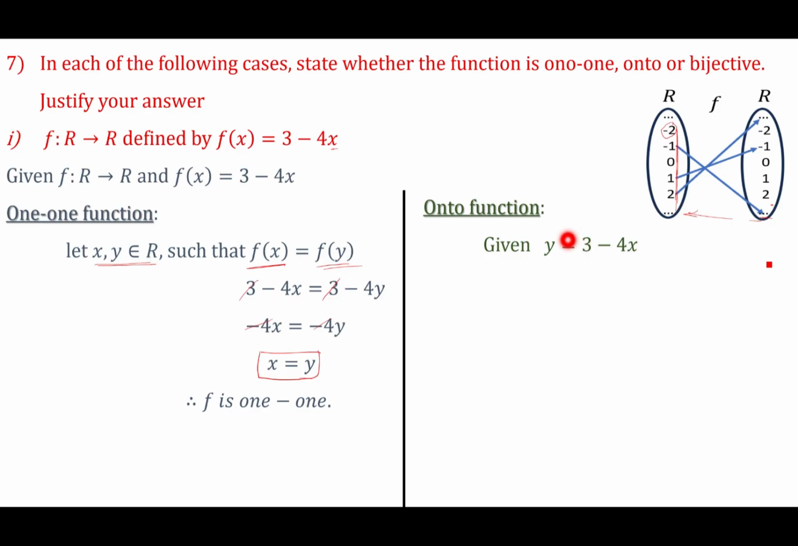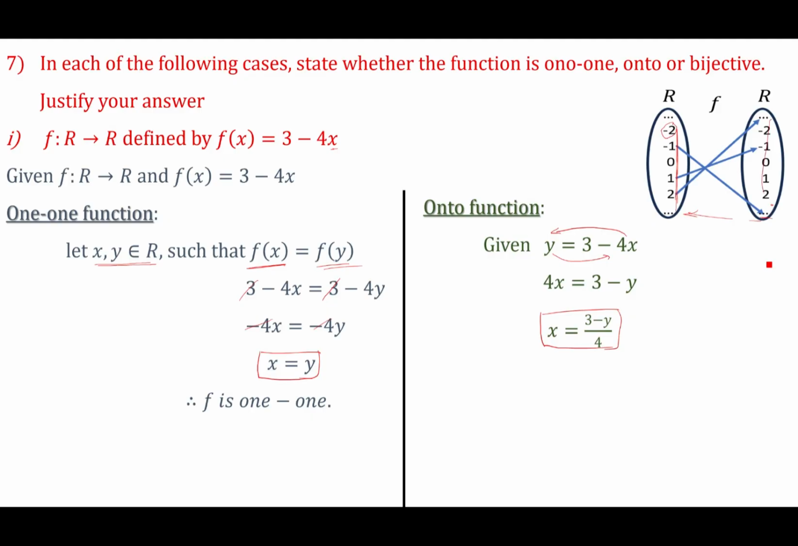If I switch 3 to the other side, it becomes negative 3. Sorry, I switch this negative 4x to become positive, and this y over here becomes negative y. So 4x is equal to 3 minus y. Then x is equal to (3 minus y) divided by 4.